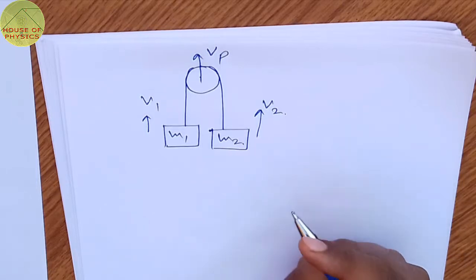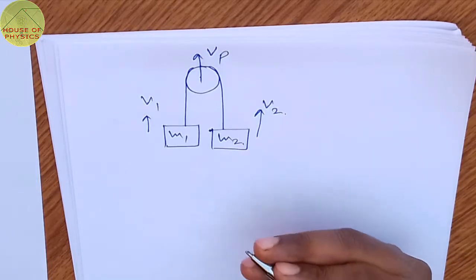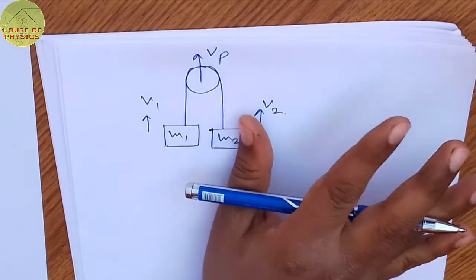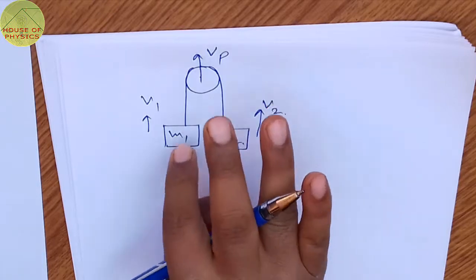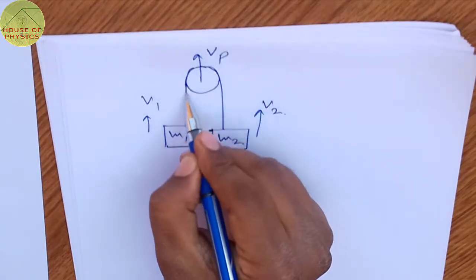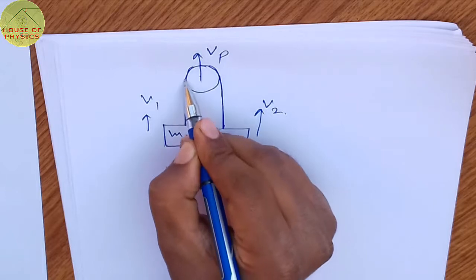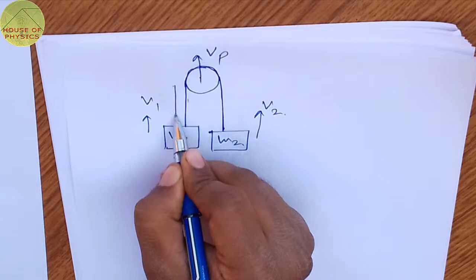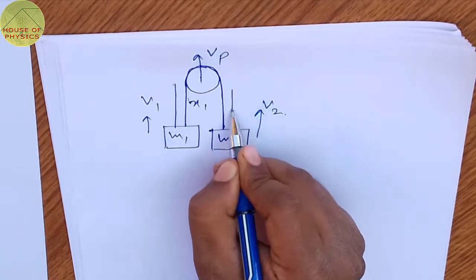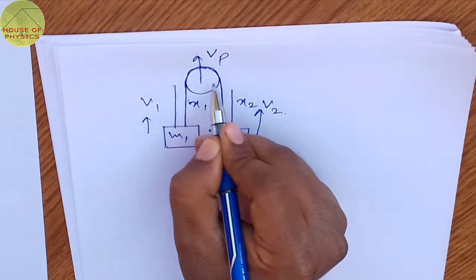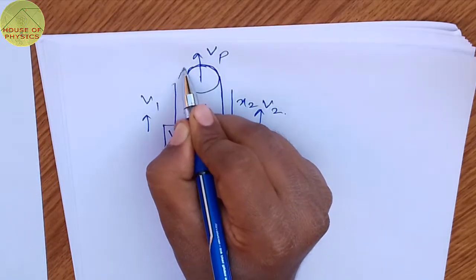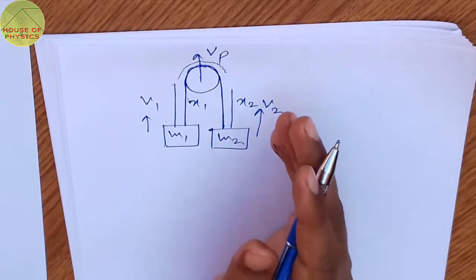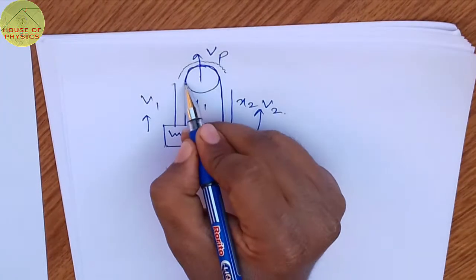Since all this relation is with the constraint, we can implement the properties of this string. As we know, the length of the string is constant. This length plus this length plus this length remains constant. We assume the length of this section is x1, the length of this section is x2, and the length existing on this pulley is some pi r, and that will be constant.